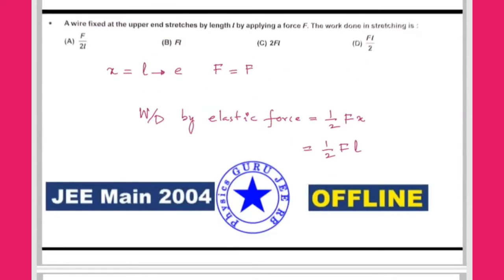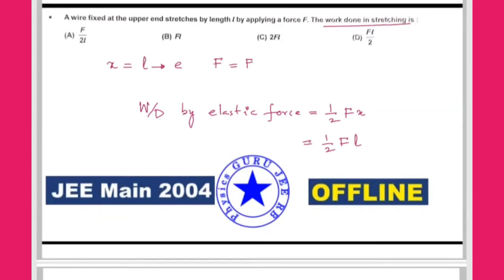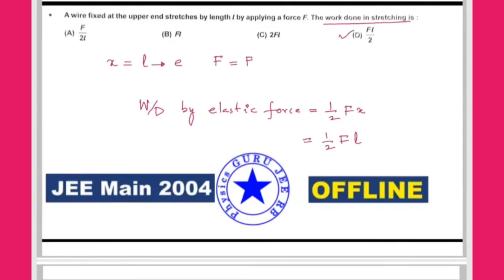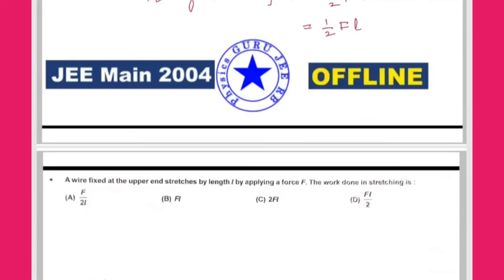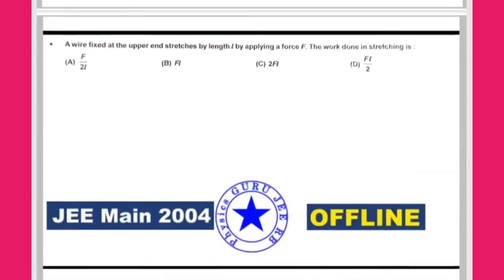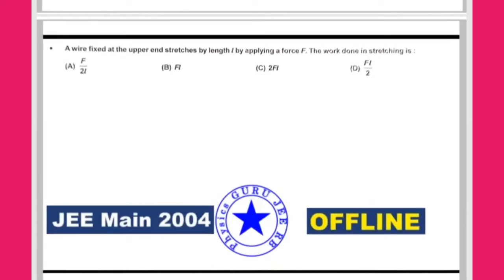So this will be the appropriate answer for work done in stretching the wire. If the same question is asked in a different way, work done by the external force, it is nothing but F into X. Here elongation is given as X equals L, so it is F into L. The two possibilities are there in this 2004 question.